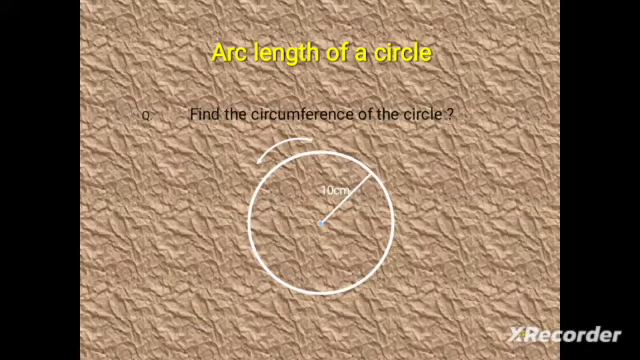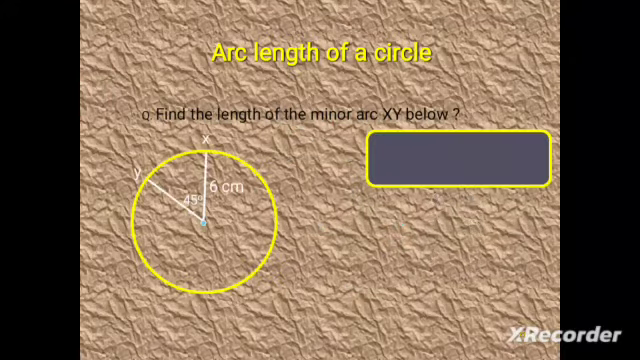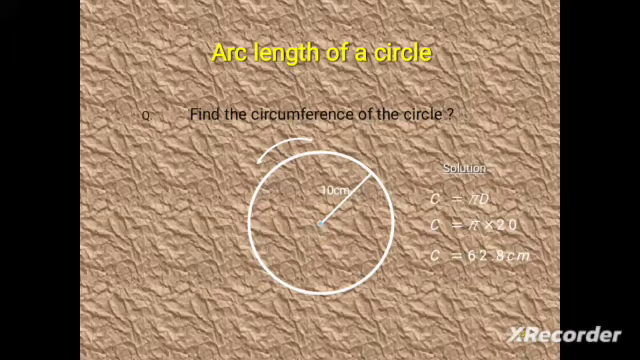Now, find the circumference of the circle from the diagram below. The diagram is a circle of radius 10 centimeter, and we need to find the circumference of this. We substitute into the formula, and that will get us 62.8 centimeter as the circumference of this circle.